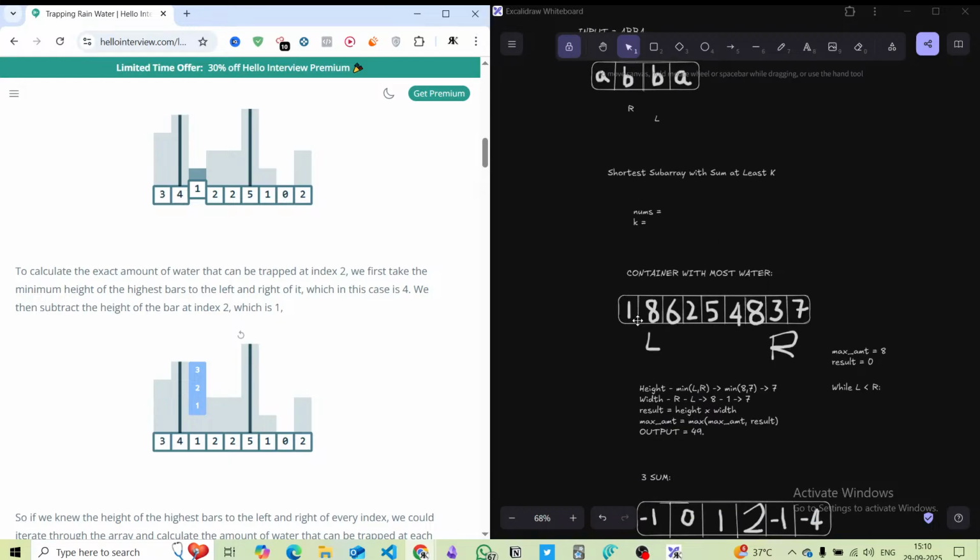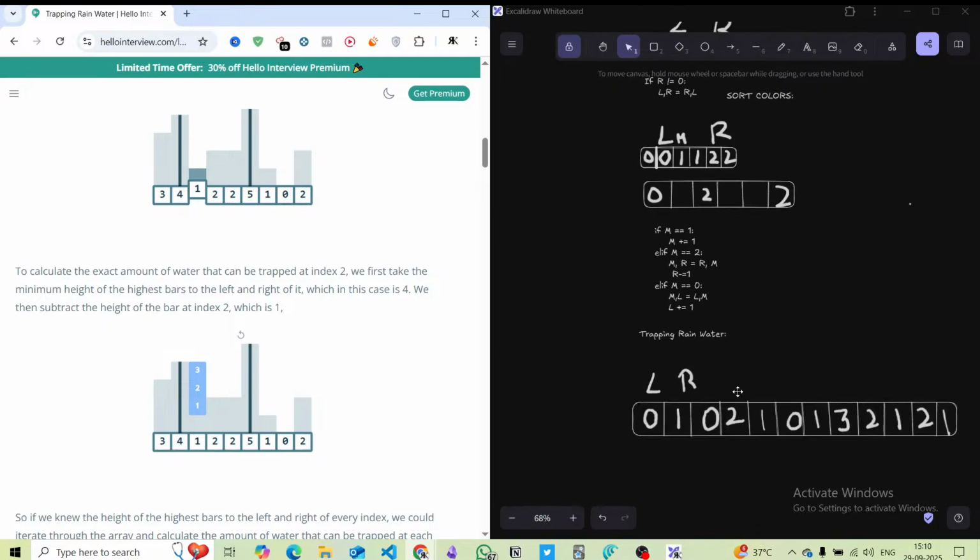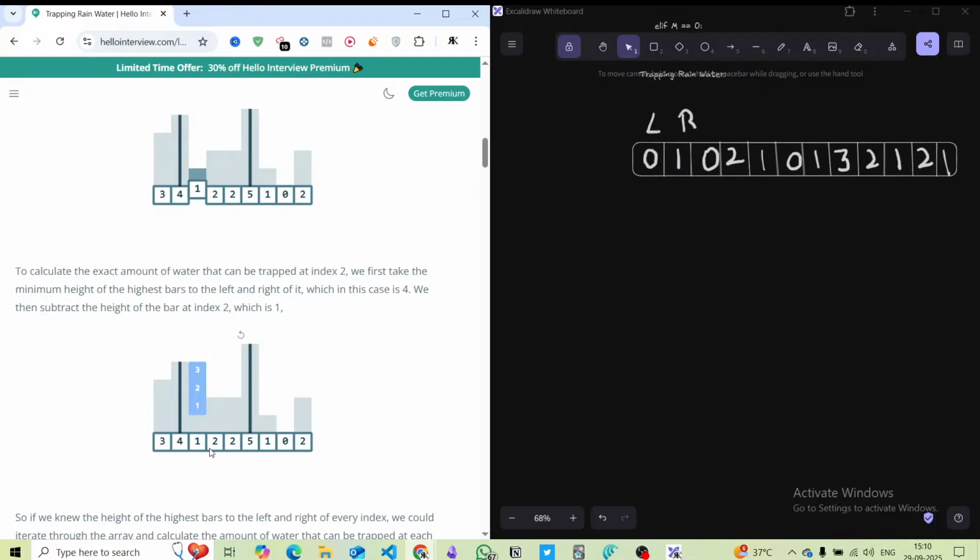So let's say we need to calculate the capacity of this index, the second index. We first need to take the minimum of the left and right of that index. Here it is 4 and here it is 2. So the water it can store is 2. The amount will be 2.